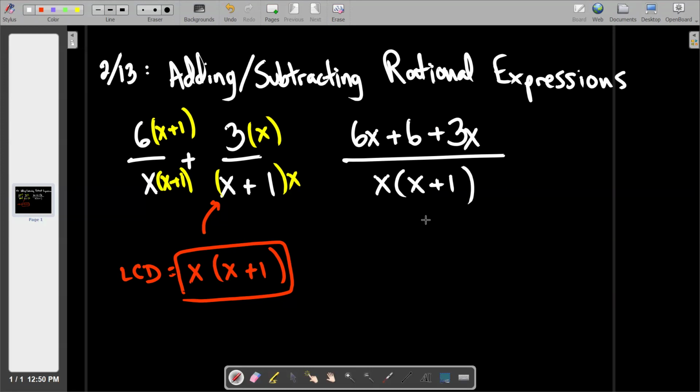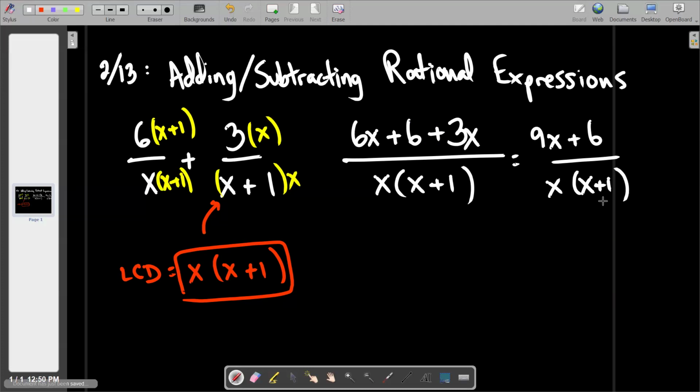What do we get on the top? 9x plus 6. And the bottom is just x times x plus 1. And some problems are more exciting than others. This one, got to be honest, is pretty lame. That's the end of the problem.